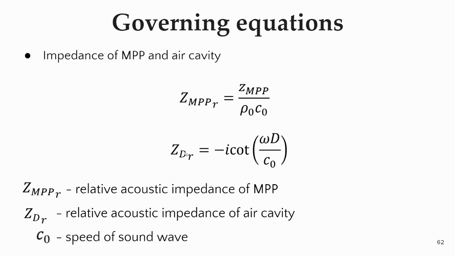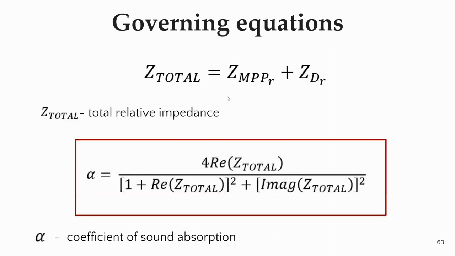This is the relative acoustic impedance of the air cavity, which is the capital D cavity. So we got both the impedance of the MPP and the air cavity. By adding them, we got the total impedance. Using the total impedance, we get the coefficient of sound absorption as given here.